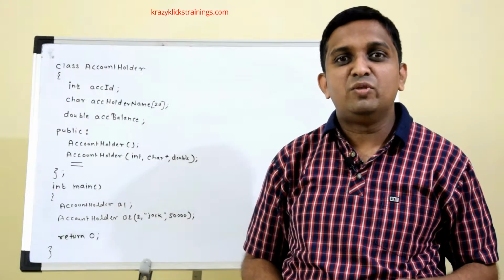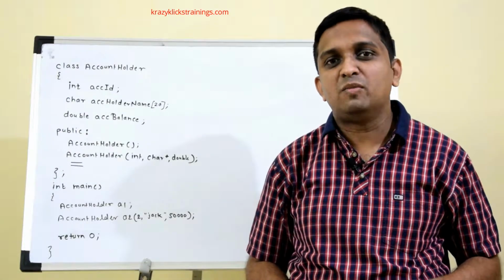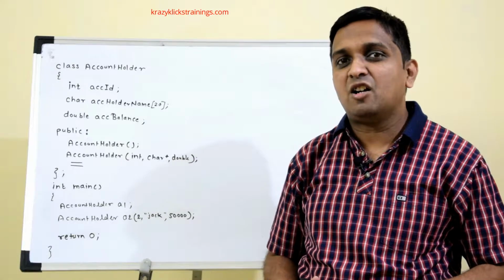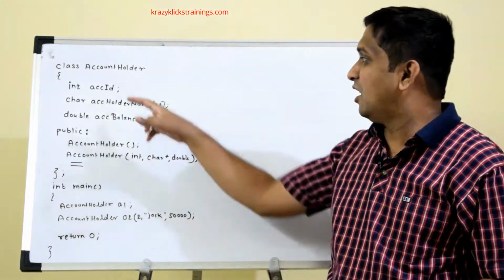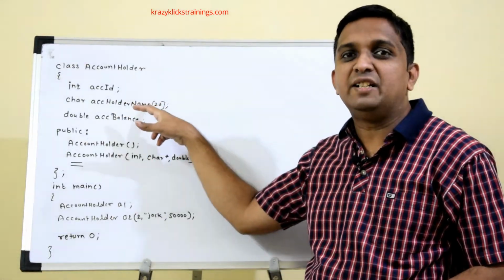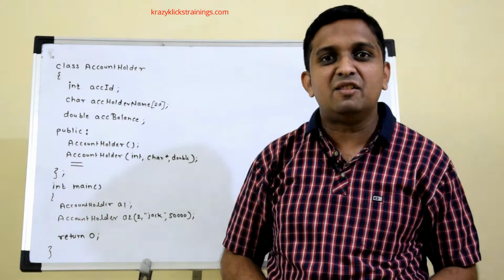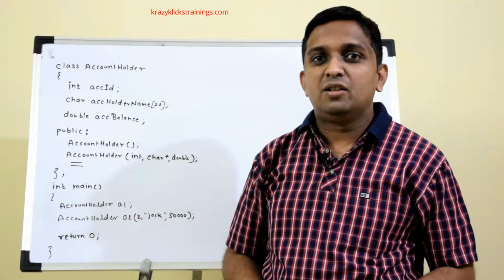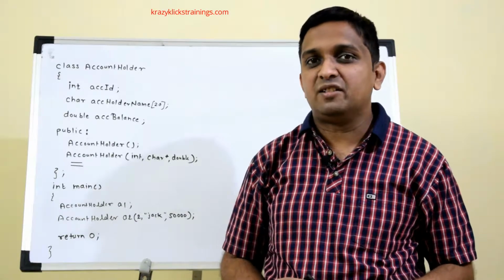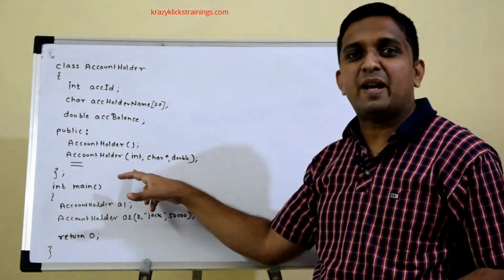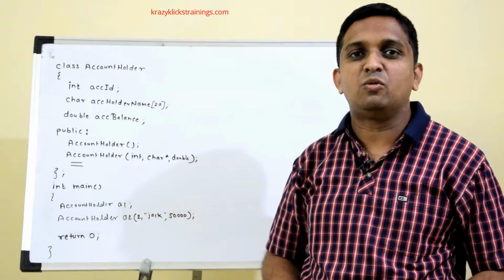Hello guys, we are dealing with class AccountHolder from the last couple of videos. So class AccountHolder is declared something like this. Account ID is there, an integer value, then name is there, which is an array of 20 characters, and account balance is there, which is a double value. I have also written two constructors: one is a default constructor and the other is a parameterized constructor for class AccountHolder.